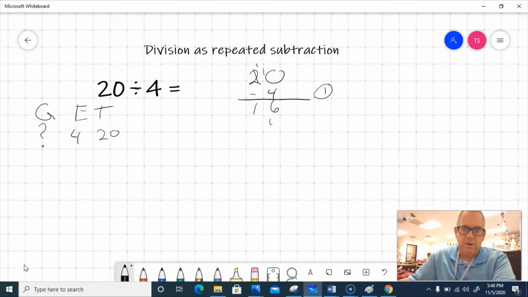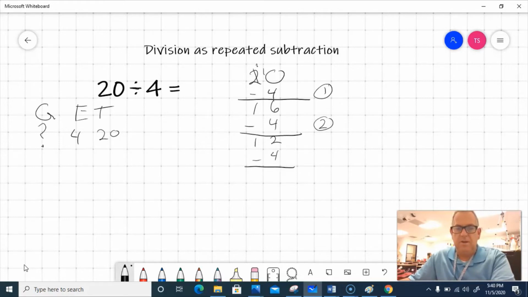Take 4 away again. 4 from 16, 4 from 6 is 2. And just bring the 1 down. And now I have 12 left. That's 2 groups. Subtract 4 again.